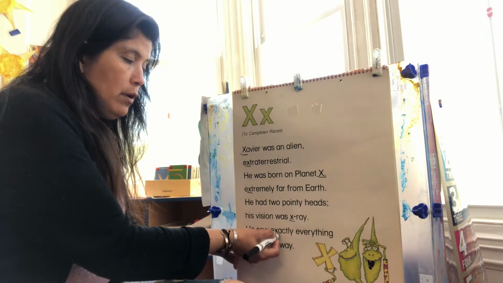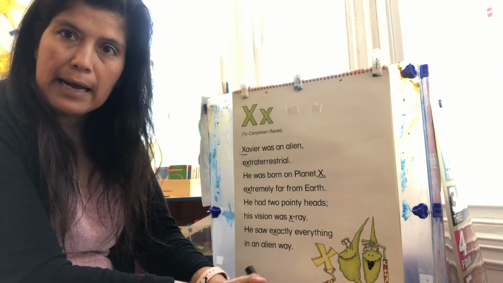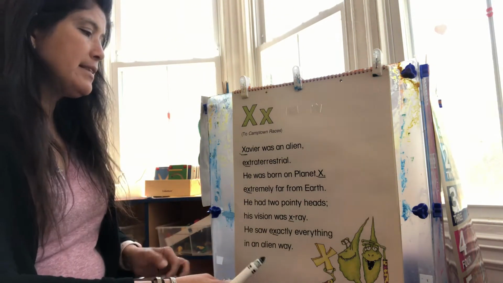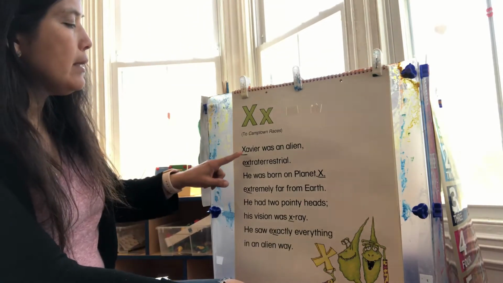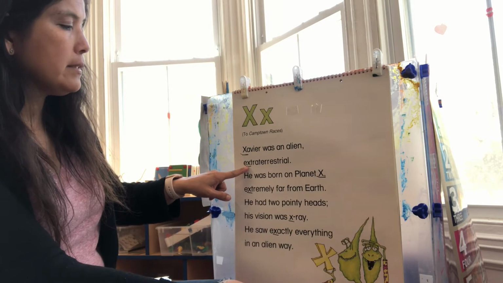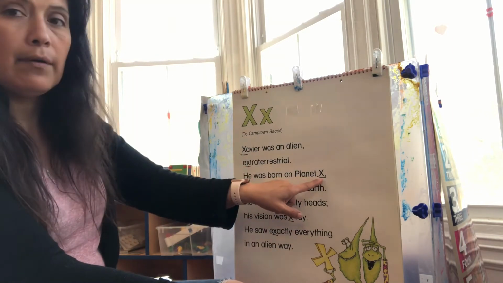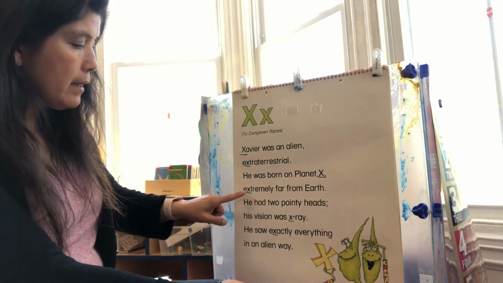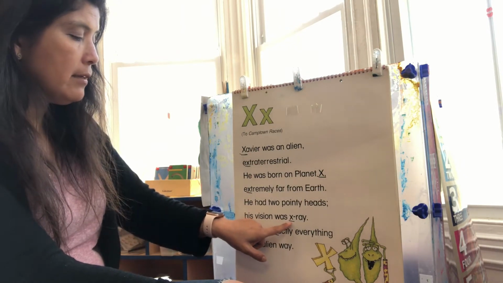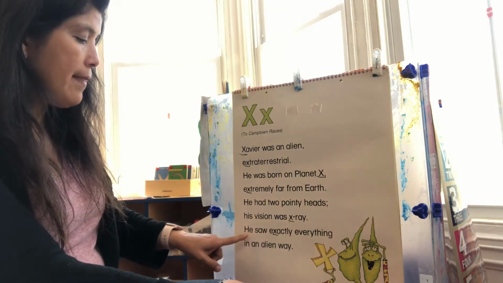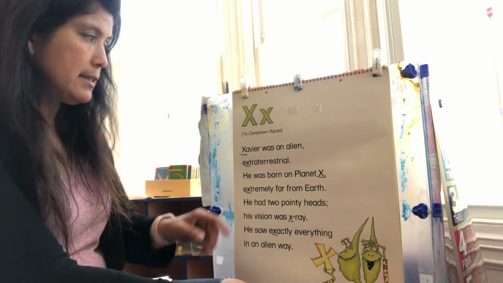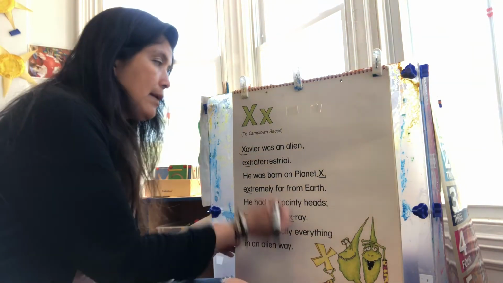So let's count how many X's we find in this poem about Xavier, who is an alien. We have one X, one, another X, two, another X, three, another one, that's four. Then we have another X here, that's five. And then we have another one, that's six. We have six X's in this poem. So we're going to write down 6.